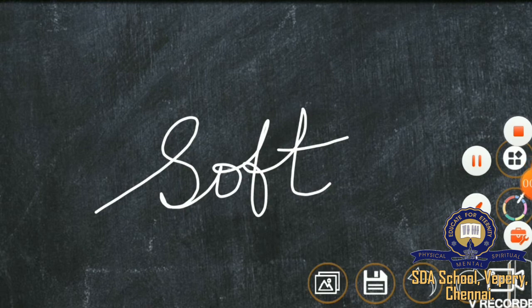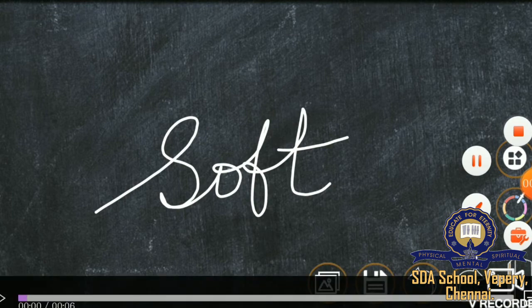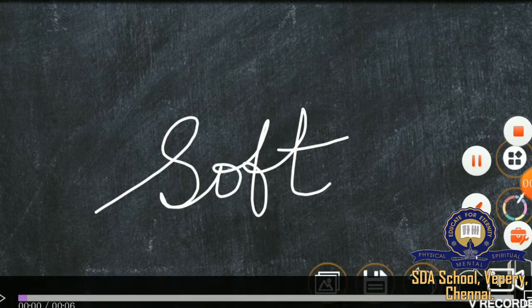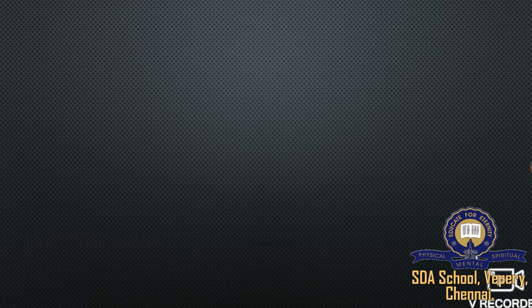The last spelling is soft. S-O-F-T, soft. What is the last spelling? S-O-F-T, soft. Children, you've learnt all the spellings now? Yes. And what is now?